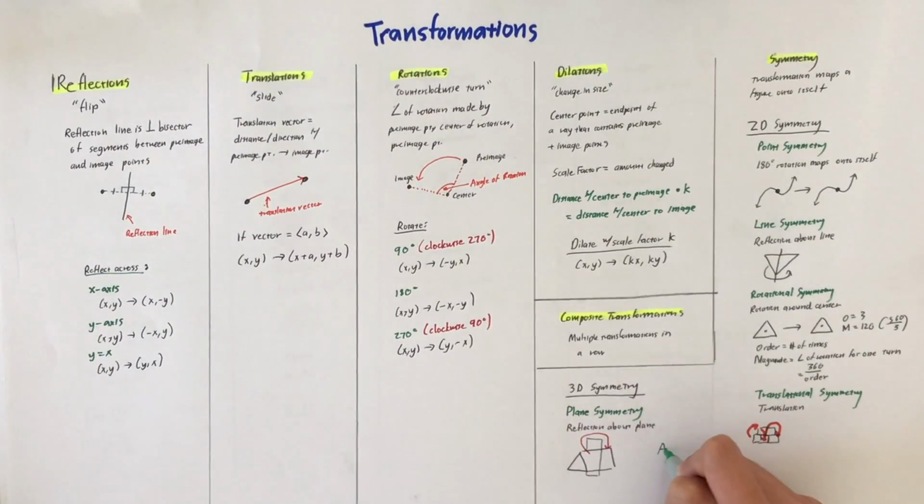Another type is axis symmetry. In axis symmetry, rotation about an axis maps a figure onto itself. This has an order and magnitude as well. So for example, this rectangular prism would have an order of 4 and a magnitude of 90 degrees.